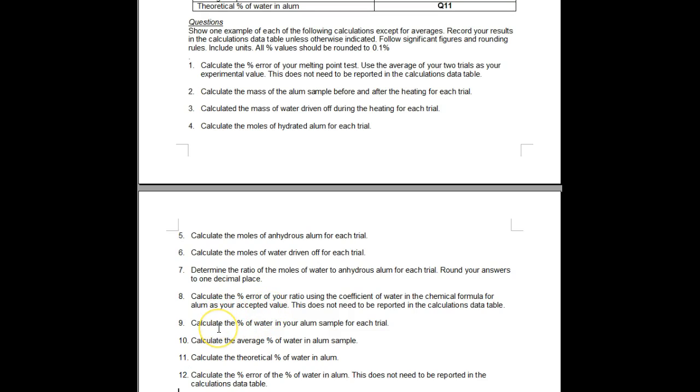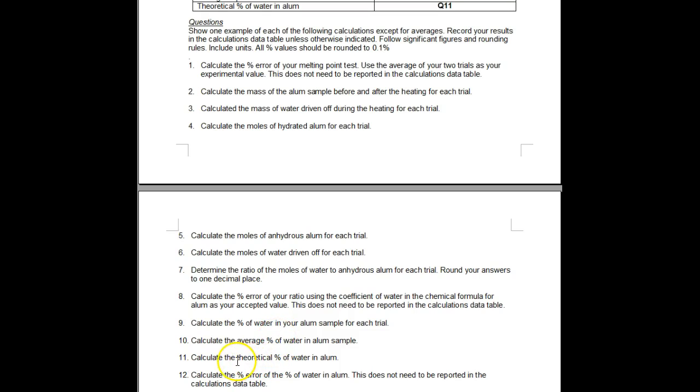Number 9, calculate the percent water in your alum sample for each trial. So water is part of the alum, so it's part over the whole. You have the mass of the water from number 3. You have the mass of the alum before you heated it. That was the intact alum sample with the water included. So divide the two, then multiply by 100 to give yourself a percentage. You should do that for both trials.